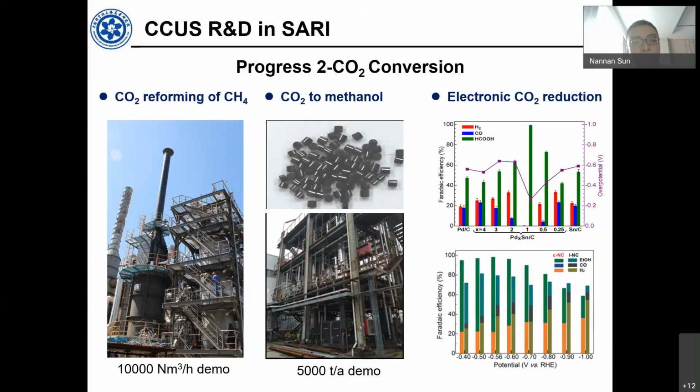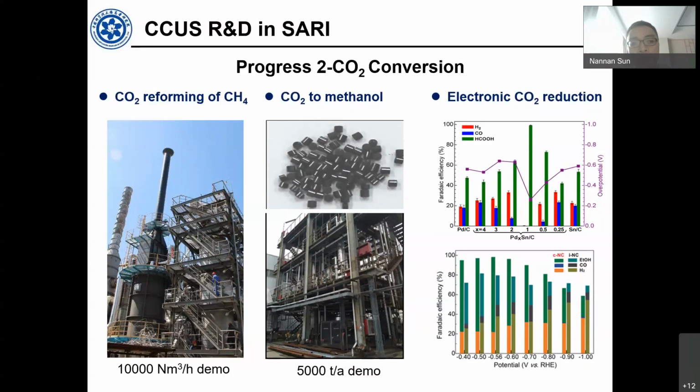The second one is the CO2 to methanol technology. Most groups are focusing on this process, and we have now achieved a demonstration at 5,000 tons per year. This is currently the largest in the world.